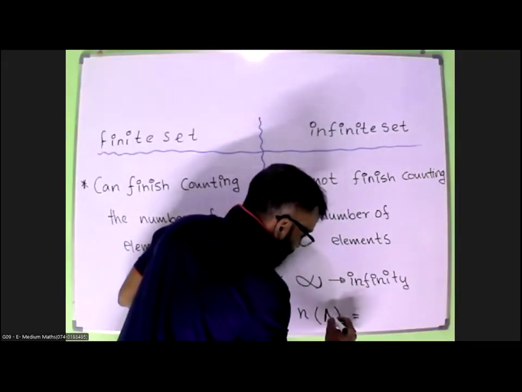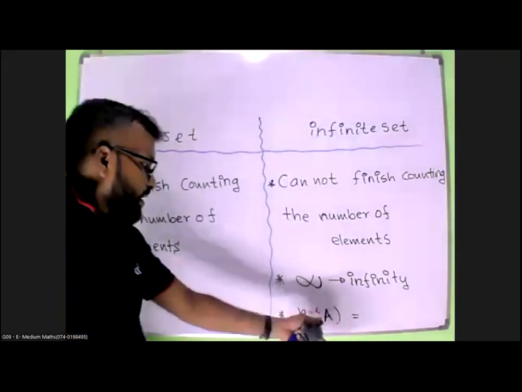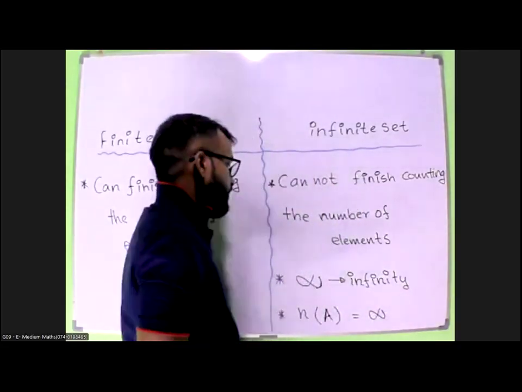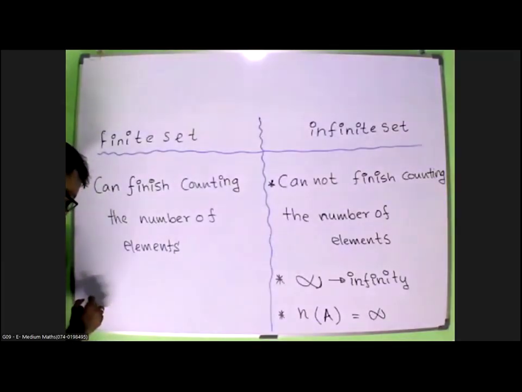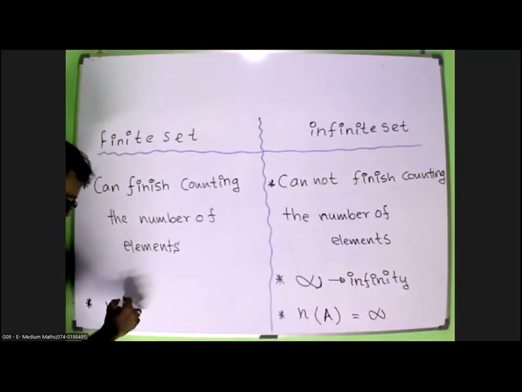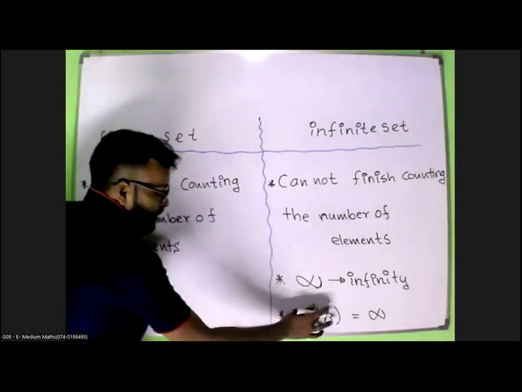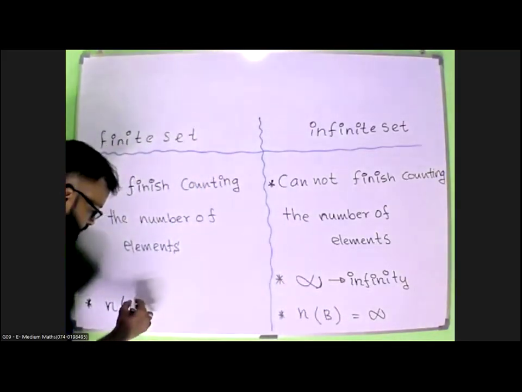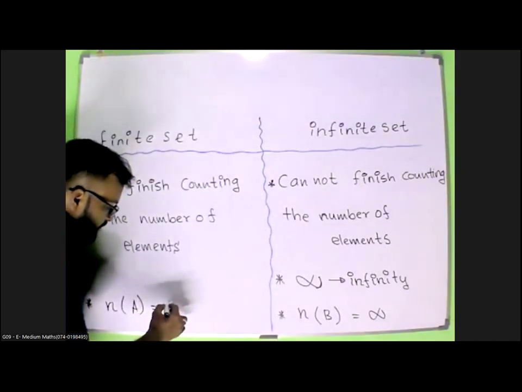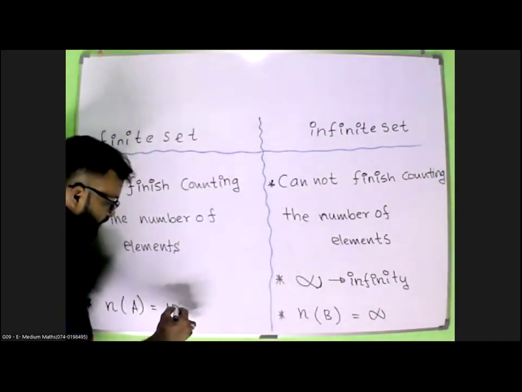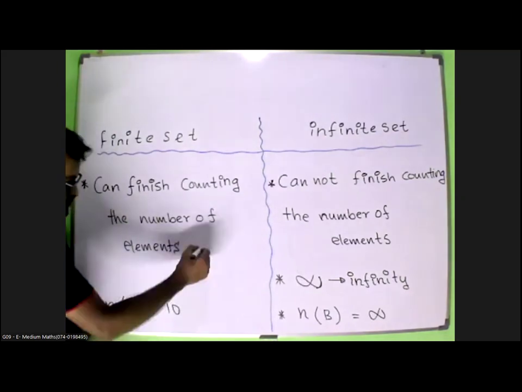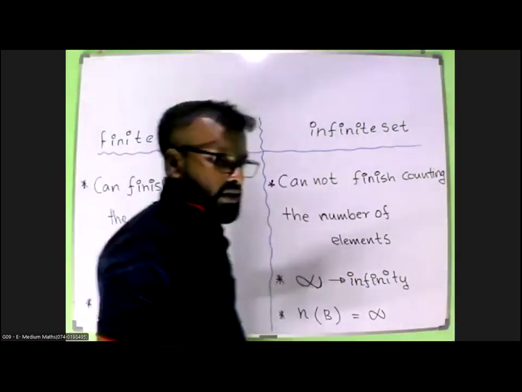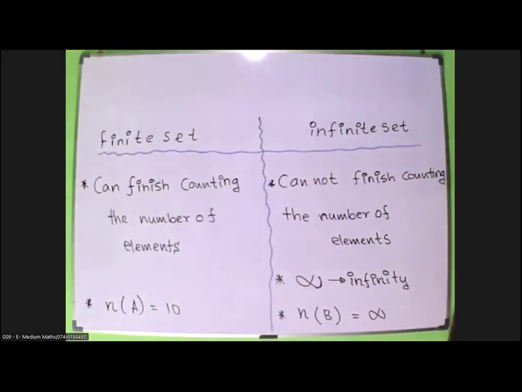For an example, I will take set A, and A equals infinity. We'll take B. In A equals, like, 10, you can finish counting. These are some examples.